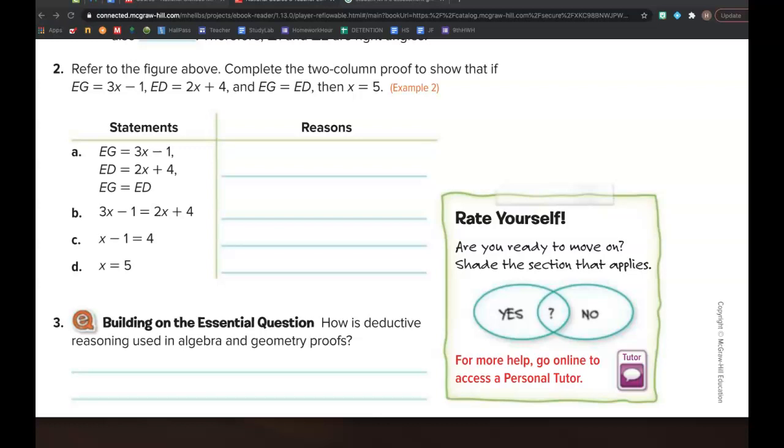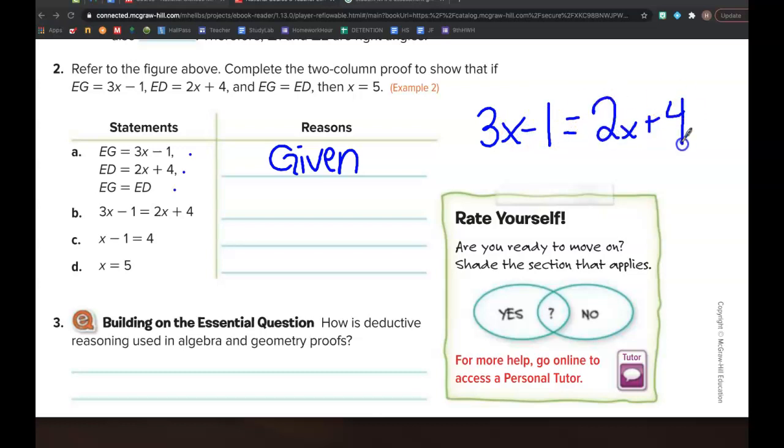This time, they tell us that EG equals 3x minus 1, ED equals 2x plus 4, and EG equals ED. We have to prove that x equals 5. So these are the statements that we are given. Now, instead of EG equals ED, what is the measure of EG? 3x minus 1. So let's write 3x minus 1 is equal to, what's the measure of ED? 2x plus 4. And what did we do to get there? We used what? Substitution.